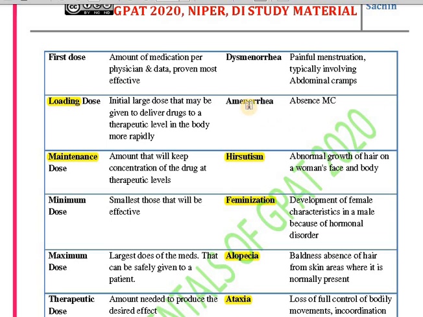Then next term is amenorrhea. Amenorrhea, it is nothing but the absence of menstrual cycle in the ladies. If there is absence of menstrual cycle in the ladies, that is known as amenorrhea. Then next term is dysmenorrhea. Dysmenorrhea is nothing but painful menstruation, and in that case there may be abdominal cramps. Okay, there is a menstrual cycle, but that menstrual cycle is painful and it involves the abdominal cramps.